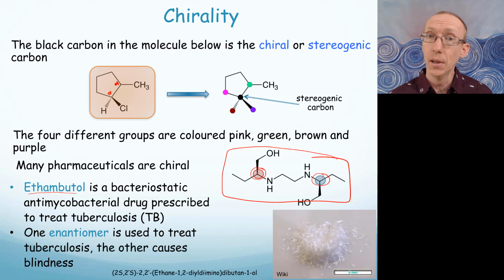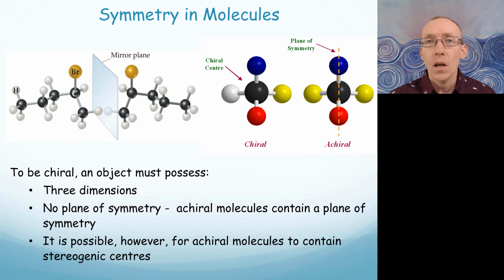So it's important that we know which one is which, and we can prescribe just the useful one and not the harmful one. So let's look at symmetry in molecules and how this relates to chirality. So if we look at these examples here, we've got two mirror image molecules and a mirror plane between them. And we want to know whether the molecule is chiral.